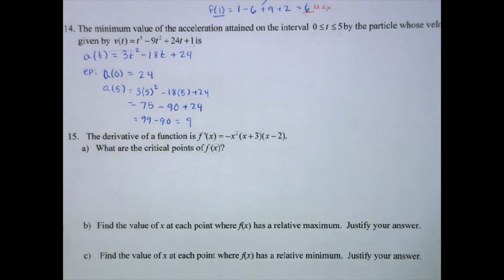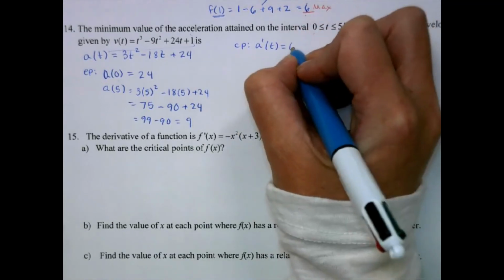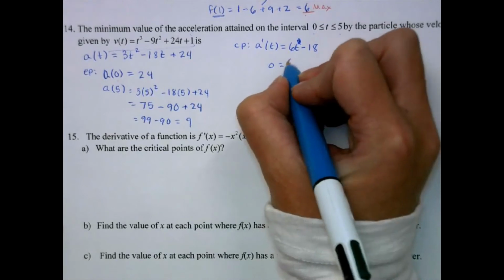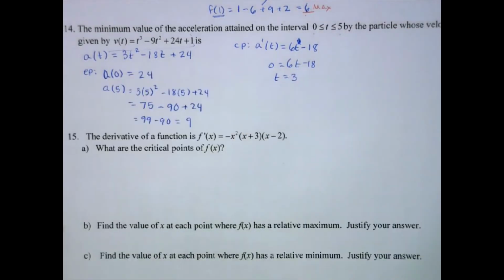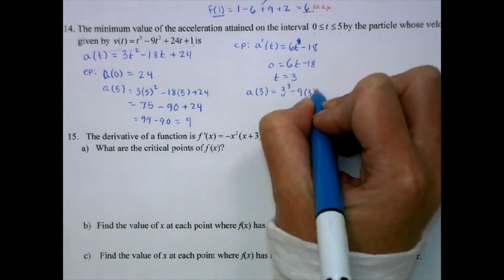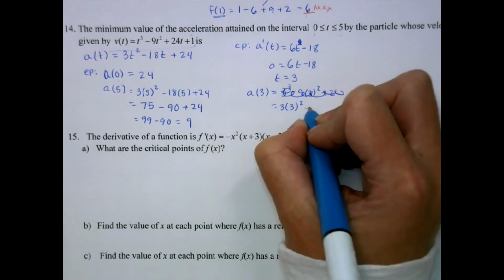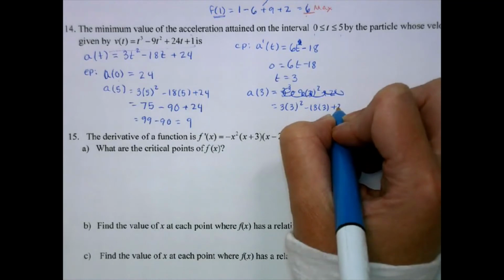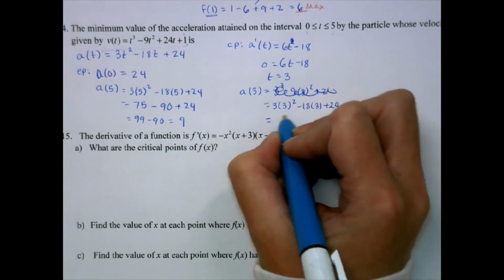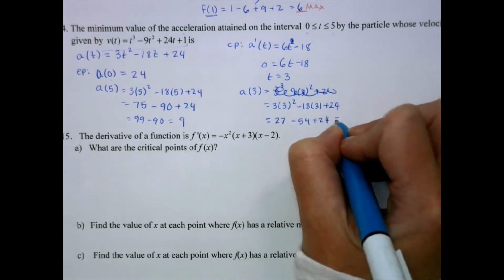Then we want to look at our critical points. So a prime of t is going to be 6t minus 18. Set that equal to 0. And we get that t is 3. So then we want to plug in 3 into our acceleration. So we get 3 times 3 squared, which is going to be 27. This is going to be minus 54 plus 24. So we end up getting negative 3 out of this. So the minimum value is going to be negative 3 of these 3 candidates.